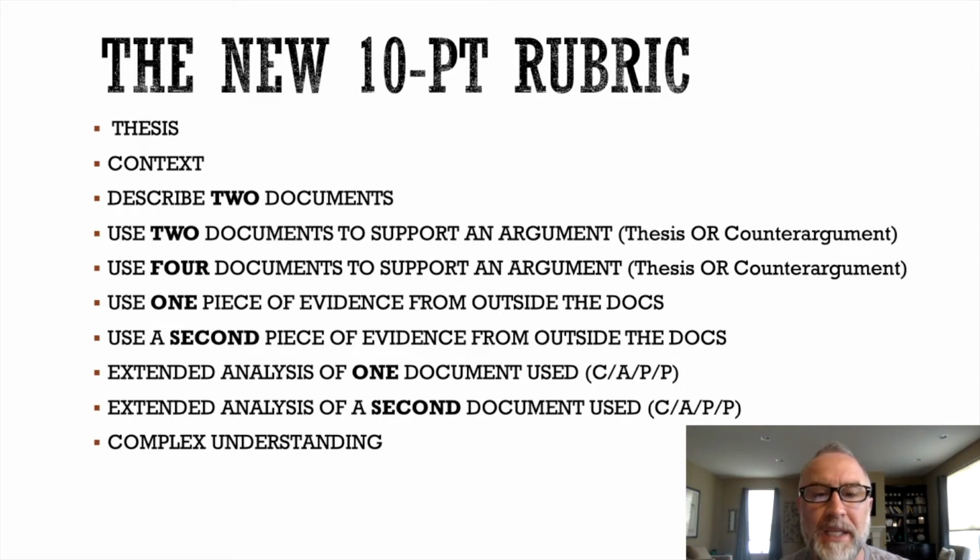If you use 1 piece of evidence from outside the documents, that will be an additional point. If you use a second piece of outside evidence, that will be a second point. And finally, extended analysis of 1 document, that would be providing context, the intended audience, the author's purpose, or something about the author's point of view or bias will be 1 point. And if you do it for a second document, a second point can be earned. And finally, complex understanding, which has not changed from the LEQ or DBQ versions that we've practiced this year.